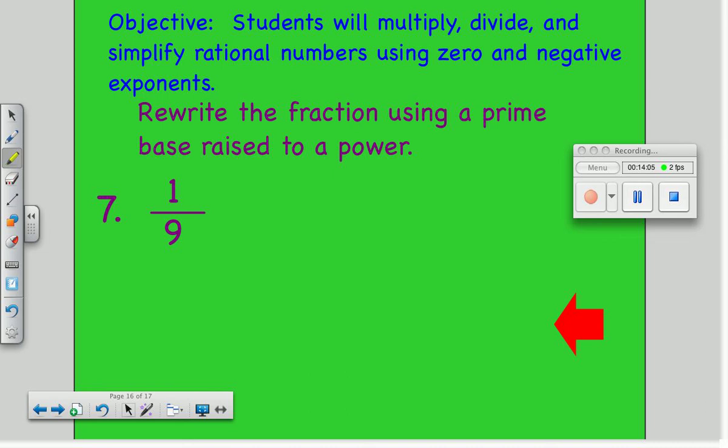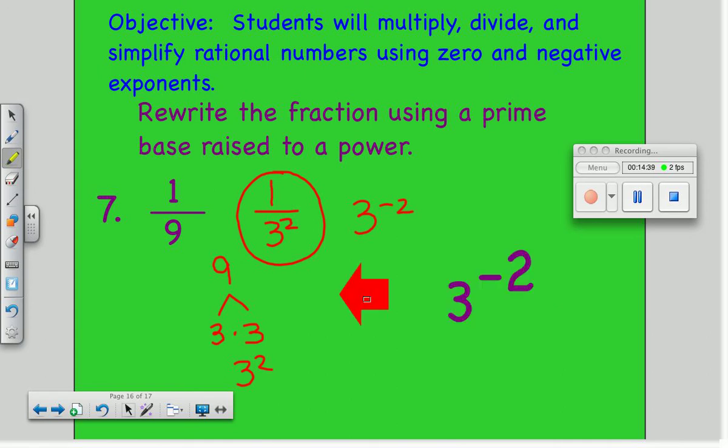Rewrite this fraction now using a prime base raised to a power. So, let's draw a factor tree for 9. 3 times 3. Okay, so I can see for 9 it's 3 squared. So, this is 1 over 3 squared. And now how do I change this to a base raised to a power? The base is 3. Since this is a fraction, the power is negative. And it's negative 2. Anytime it's a fraction, it's going to be raised to a negative power.